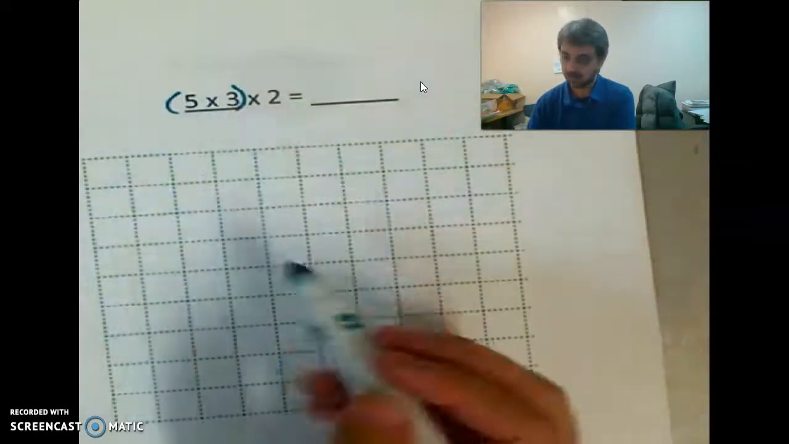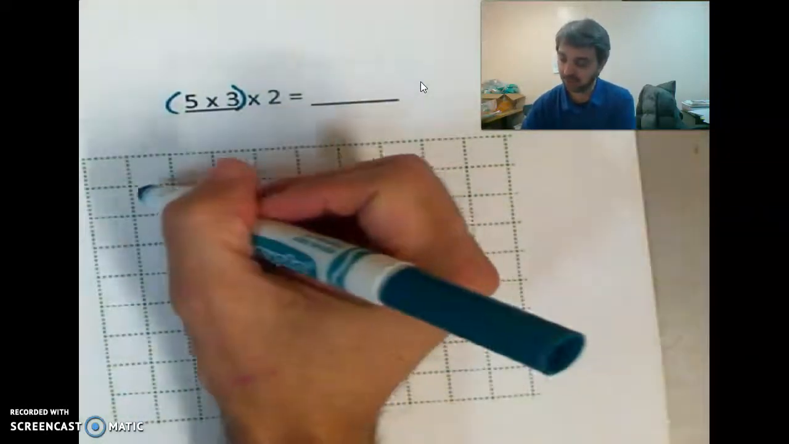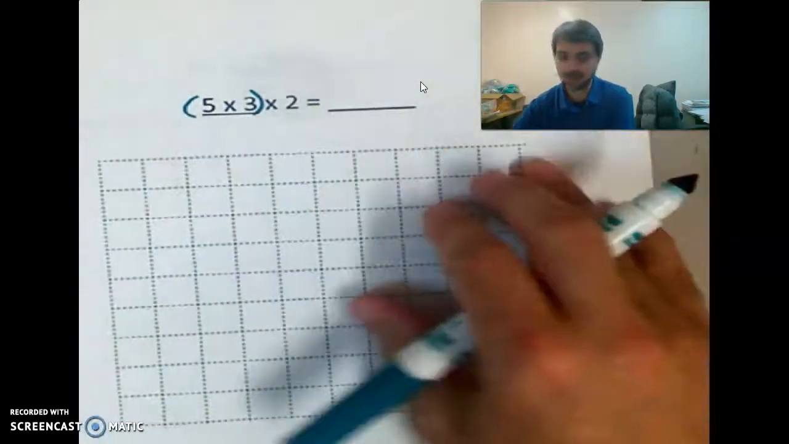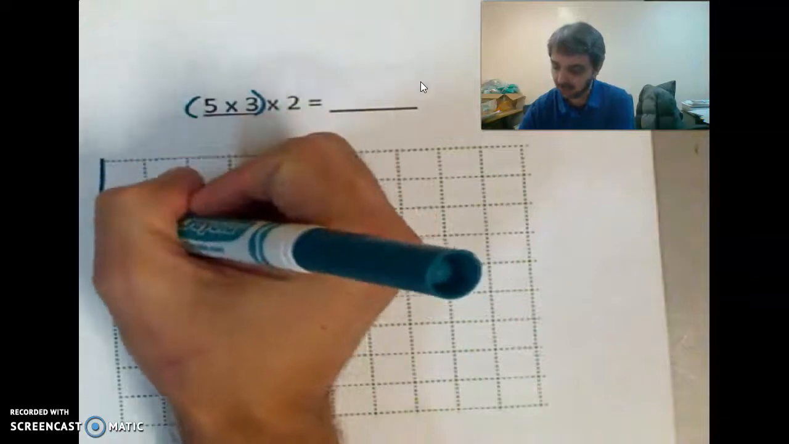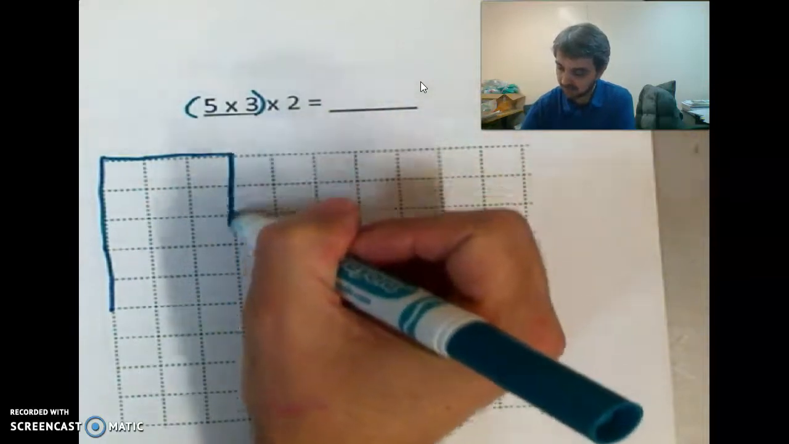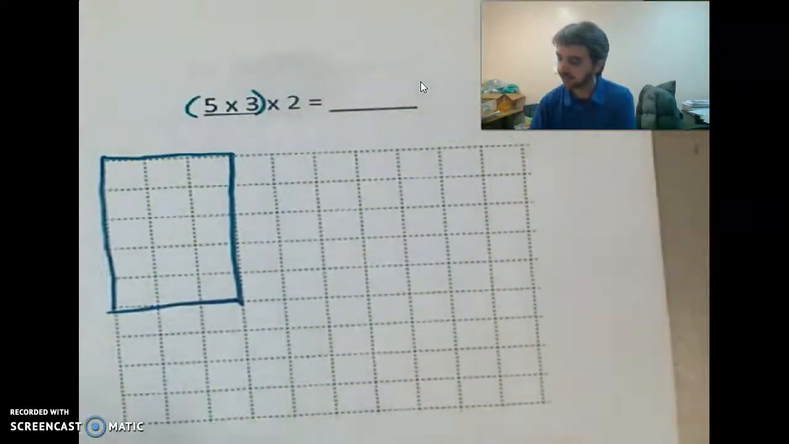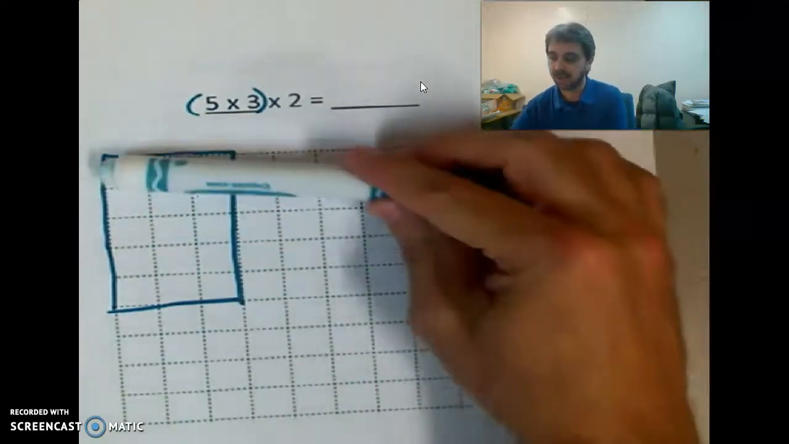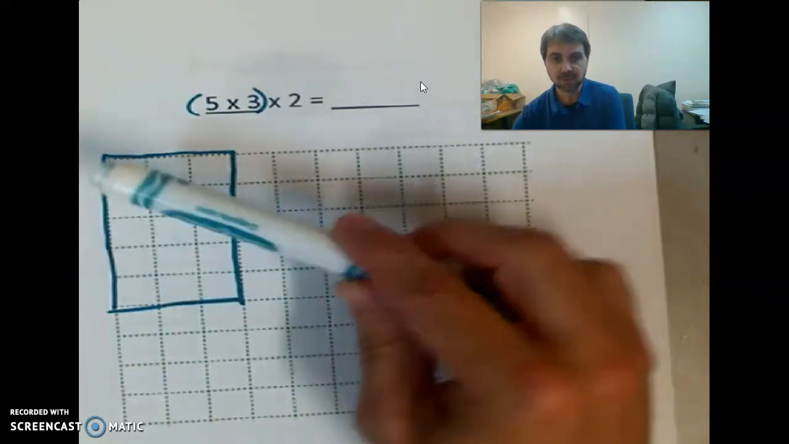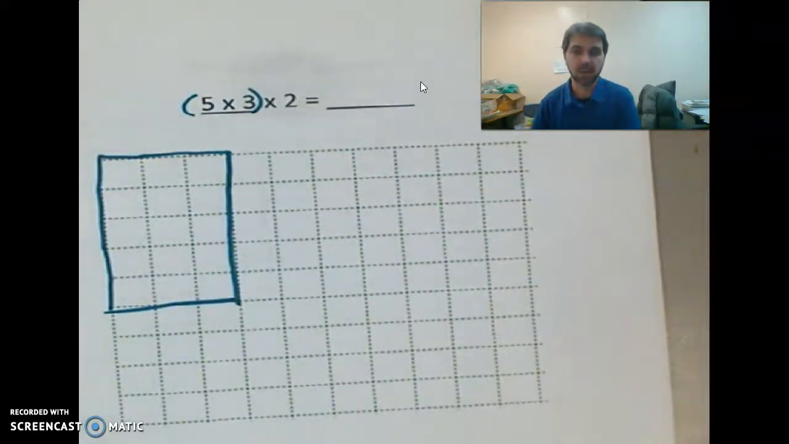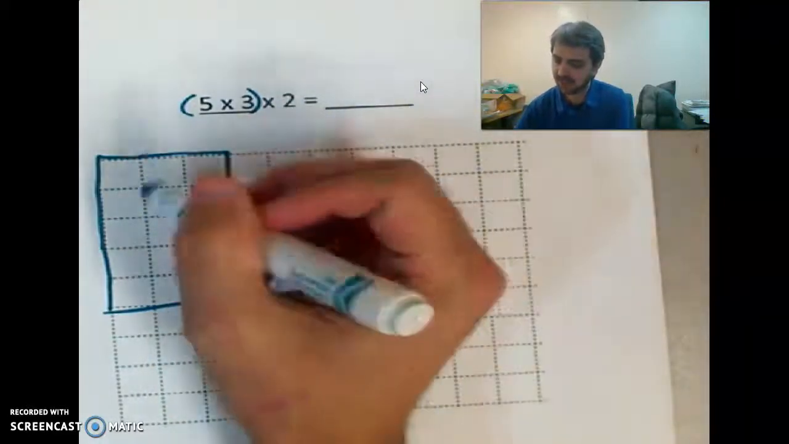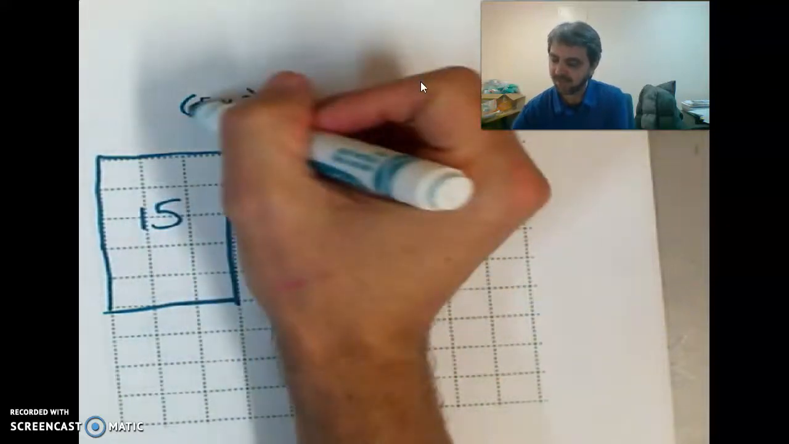So that tells me on this grid paper that would be 5 rows of 3. So I'm going to do it off to the side because I'm going to have to do it twice. Okay. I'm going to do 1, 2, 3, 4, 5. 1, 2, 3. That gives me 5 rows of 3, right? 1 row, 2 rows, 3 rows, 4 rows, 5 rows of 3. 1, 2, 3. Okay, and I know that this should be 15, right? 5, 10, 15. Okay. So 5 times 3 is 15.